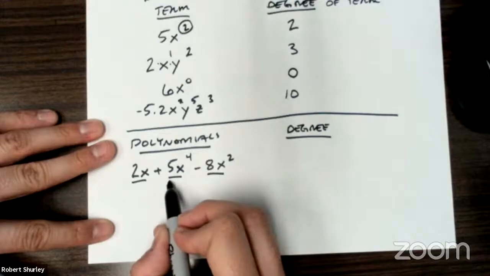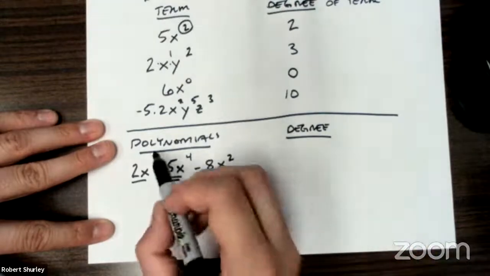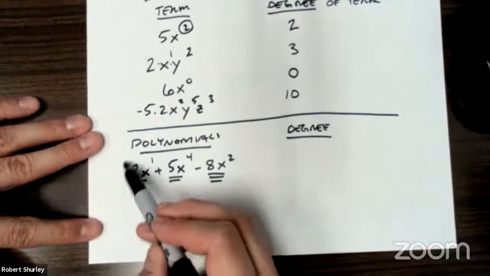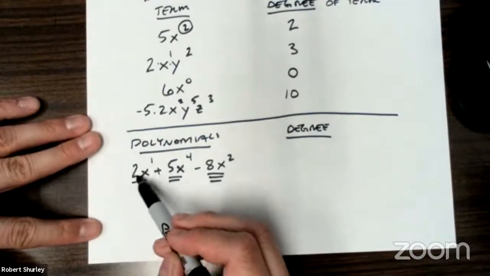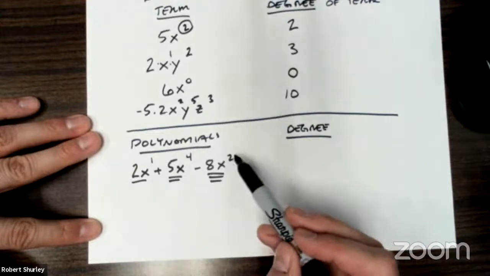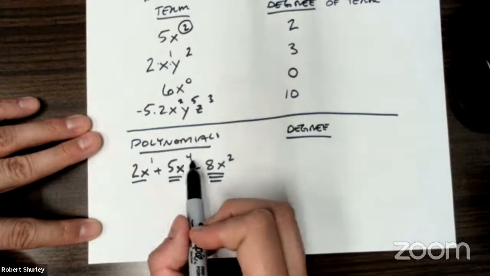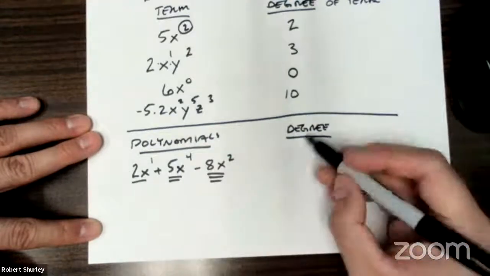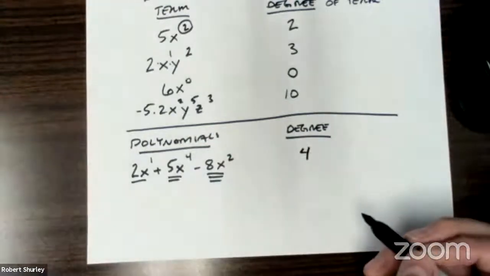But if we looked at each term, we have 3 terms going on. Each one of these terms has a different degree, right? The degree of the first term would be 1. The degree of the second term would be 4. The degree of the last term would be 2. Well, the largest degree of the polynomial terms is 4. So the polynomial's degree would be considered 4.